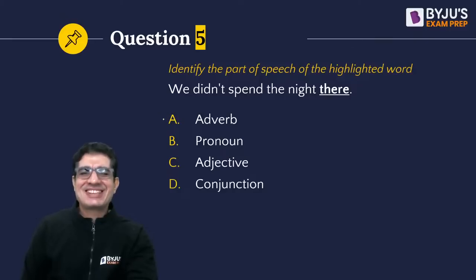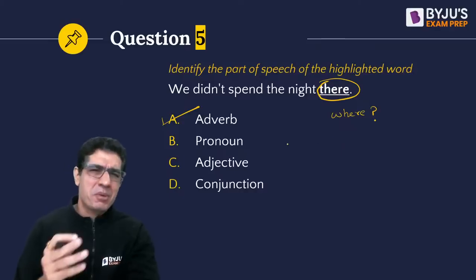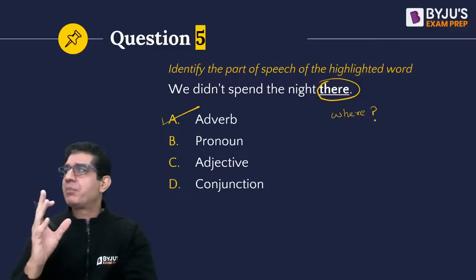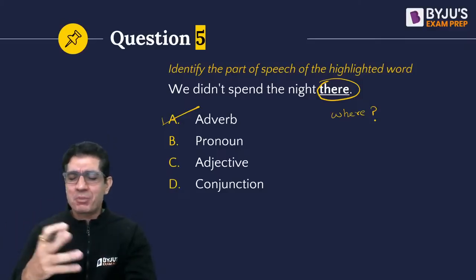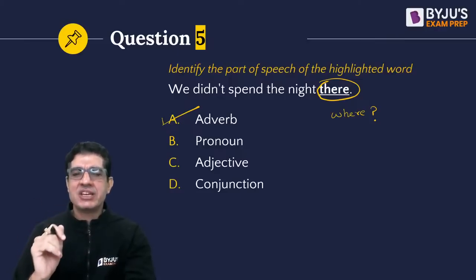Hi, so this here is an adverb. You notice that in this particular sentence, "there" replies to the question where. We did not spend the night where? There. So it is actually an adverb of place in this sentence. Remember, a single word can perform the job of different parts of speech depending upon the context, depending upon the sentence. So here it is essentially an adverb and not a pronoun.